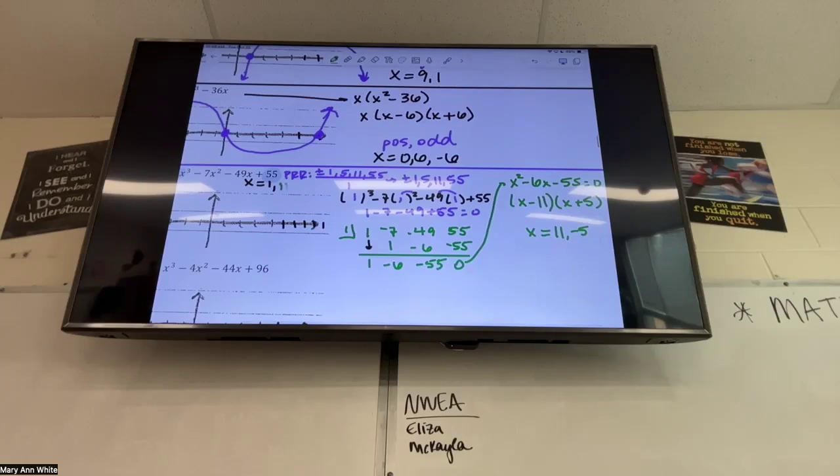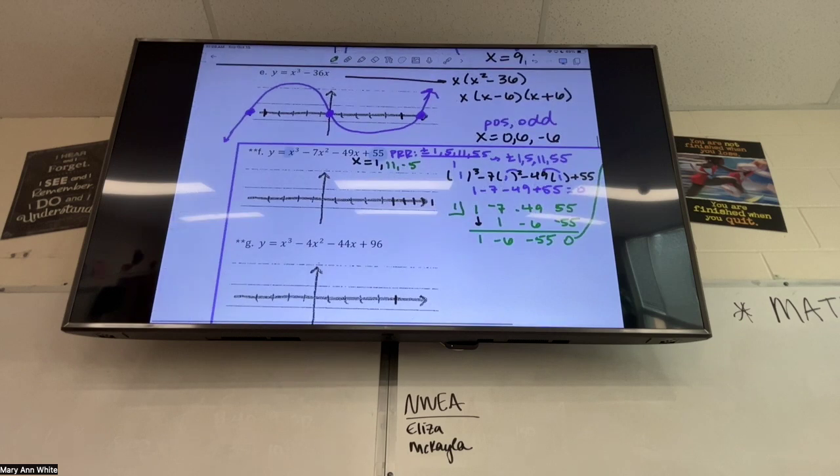She remembered her 1 from the beginning, and then she also remembered her 11 and her negative 5 from what she just found. Since this is a graphing problem, once you have those zeros, can we graph it? Know your end behavior, positive, negative, even, odd. Any funny things going on? Any bounces, any snaking? Nope, everything just crosses through like normal. Say 11's right about there. This is a positive odd graph. So I start low and I end high.